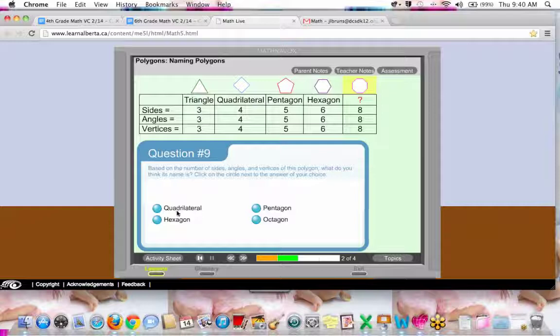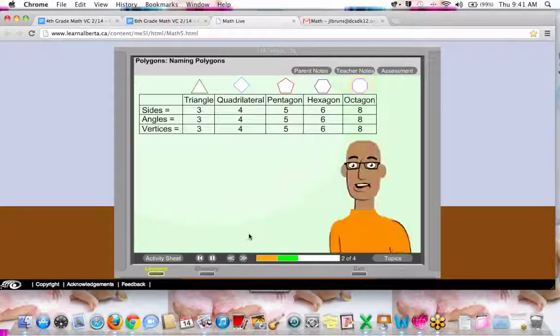Okay, so now we already know that quad means 4, so that's not it. Hex, I'm sorry, means 6, so that's not it. Penta, we know means 5, so it has to be what, Jack? Octa. An octagon. That's right, octagon. Perfect. So you can see how the name of a polygon can tell you how many sides, angles, and vertices it has.